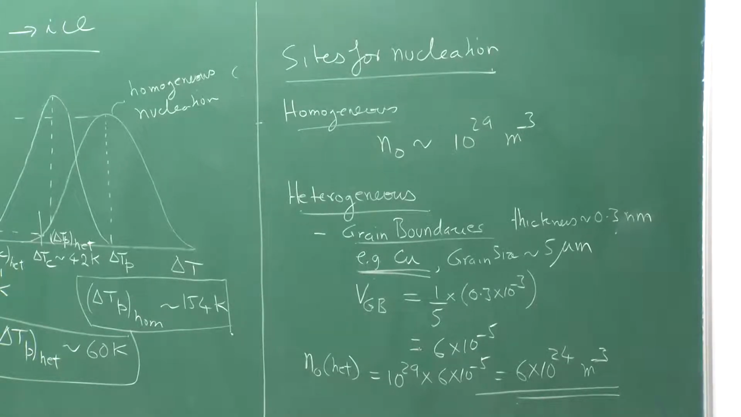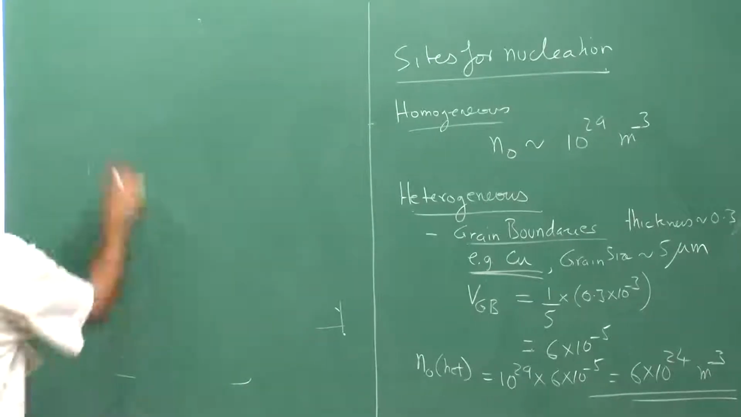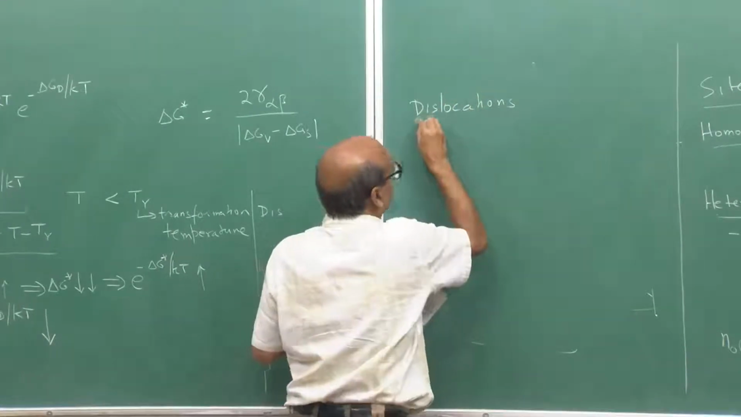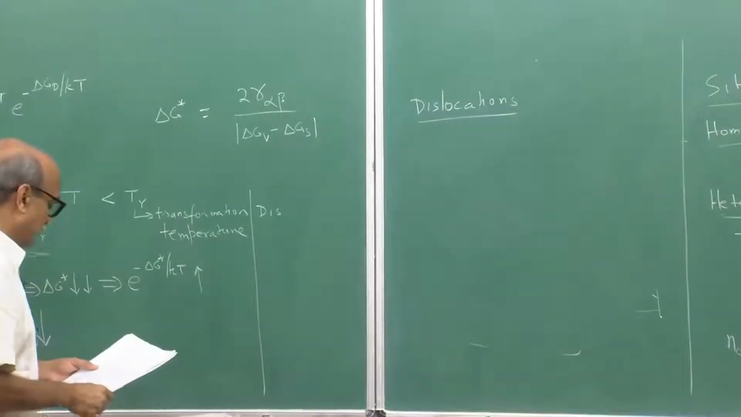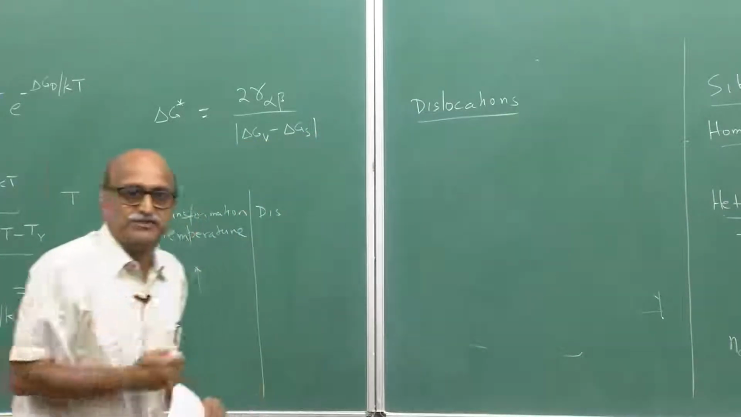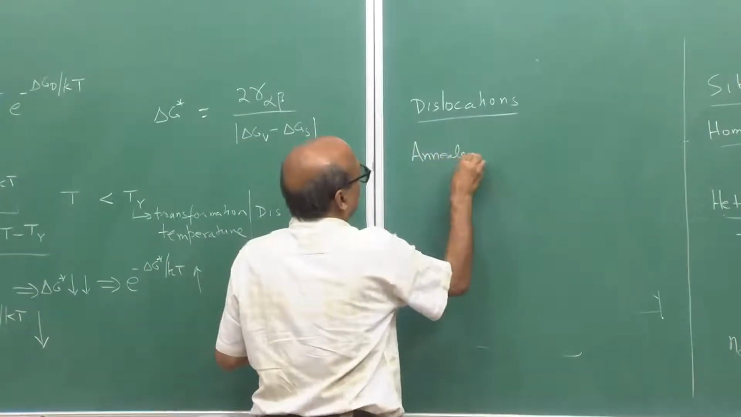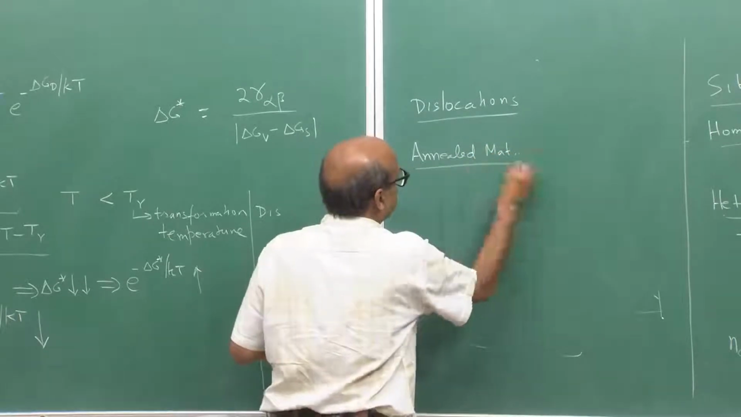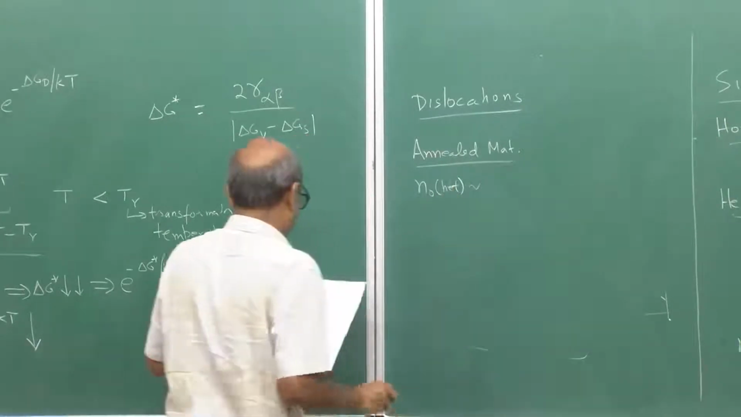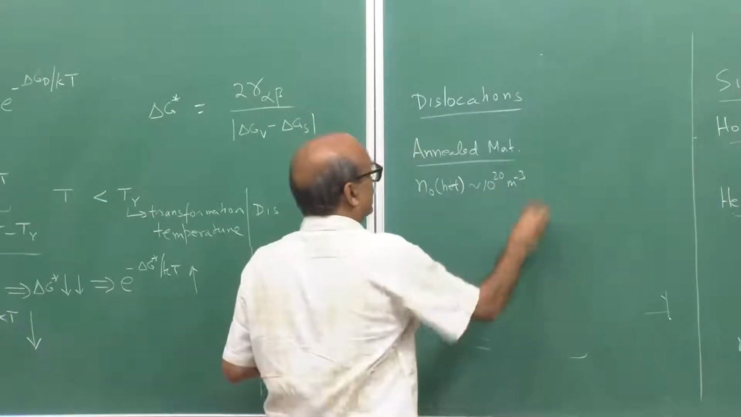Similarly, if we consider dislocations, the number of sites of nucleation will depend on the density of dislocations. In the case of annealed material, N0 heterogeneous can be of the order of even smaller, 10 to the power 20 per meter cube.